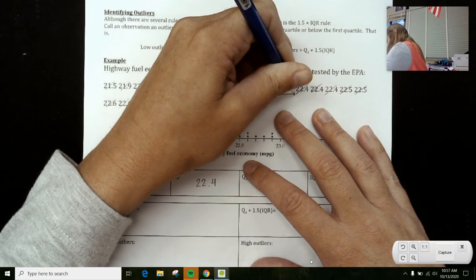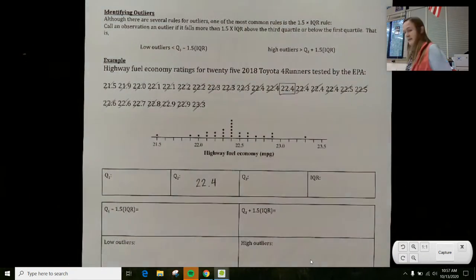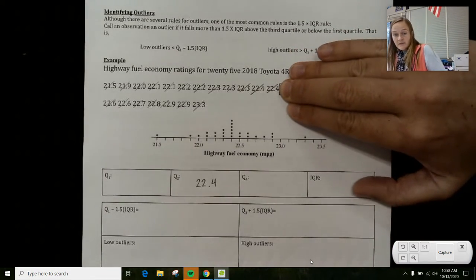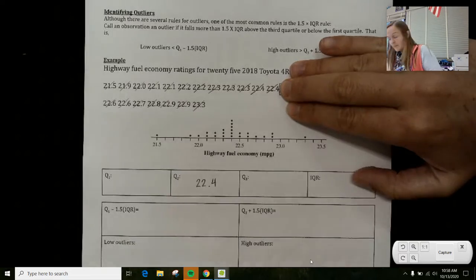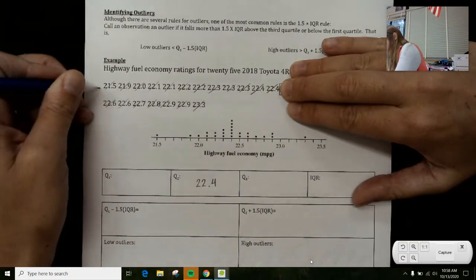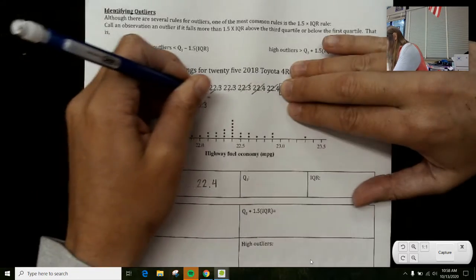Now notice this is actually one of the data points. So from here, I don't include that in my crossing off. Before, I didn't have one of my data points and I had all of my values included in my crossing off. Now I'm just looking at the values less than this in order to find my Q1. So I'm finding the median of this set of data right here, and that's going to be Q1.